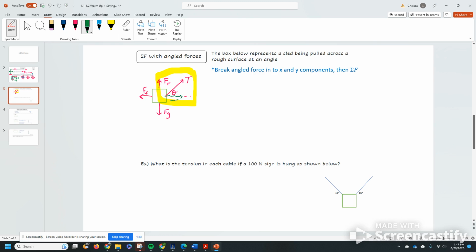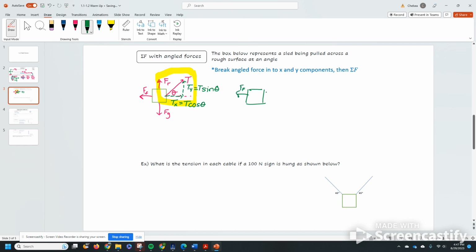So I've got some x component pulling to the right, and my shortcut is to take that hypotenuse, which is just T, multiply it by the cosine of theta. Then I've got some y component pointed up. That's my T sine theta component. I could redraw this box here with just x and y forces.